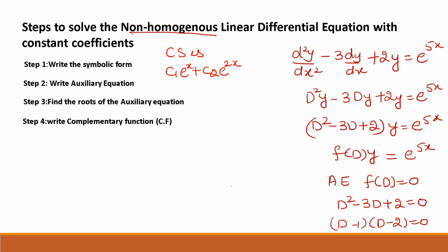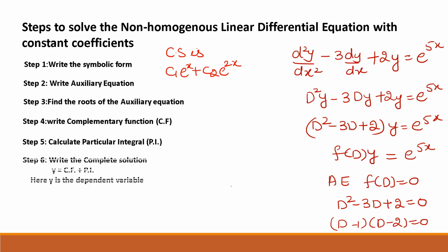Fine. So we are done with the complementary solution now, but because this is non-homogeneous, in this case we have to find the particular integral as well. So what will be the next step? The next step is to find the particular integral. That I'll tell you later on in the next slide. Then the next step is to write the complete solution. After calculating the particular integral, we will write the complete solution as y, the dependent variable, equals complementary function plus particular integral. Now how to find the particular integral for different cases, that we'll discuss on the next slide.